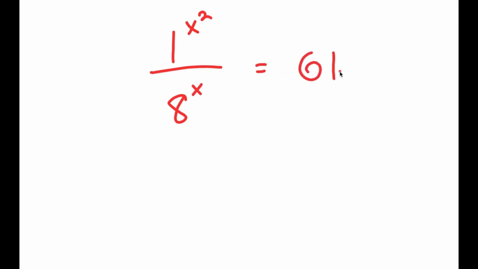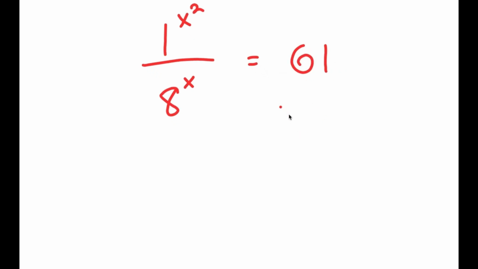Alright, so in this video, I'm going to be solving the equation 1 to the power of x squared over 8 to the power of x is equal to 61. So, to solve this, let's first just focus on our numerator on our left-hand side here, 1 to the power of x squared. Well, 1 to the power of anything is just equal to 1.